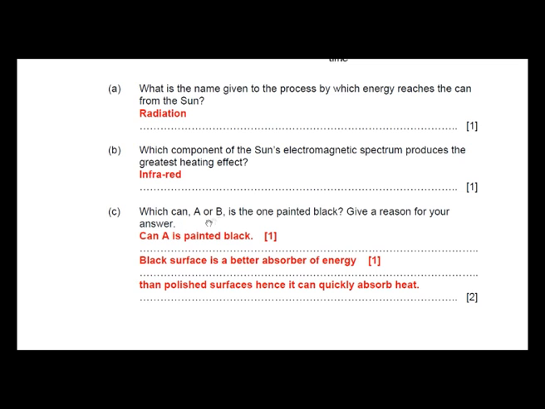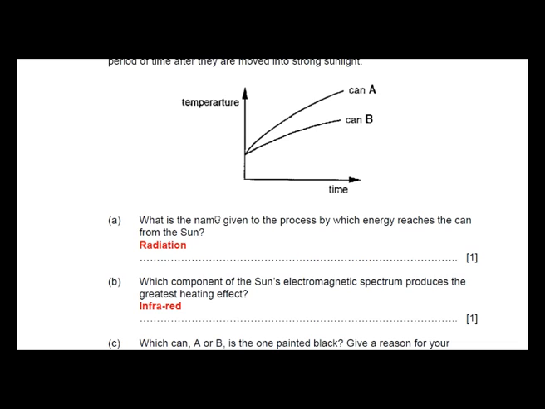Which can, A or B, is the one painted black, and give a reason for your answer. For this part, you have to refer back to the graph. So which can is painted black? Let's take a look at the graph. The graph for can A is higher than graph B. What does this mean? Your graph reading skill has to come into play, and let me explain how this is read.